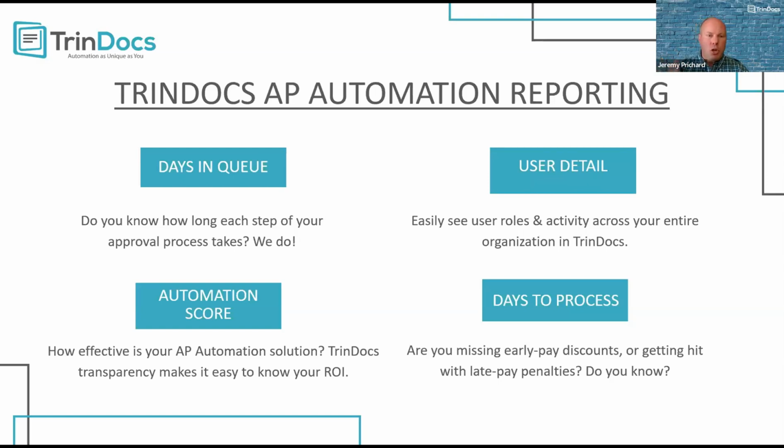There's a days in queue report. There's one that shows you your user detail and kind of the licensing and roles. There's a report that shows you how effective your TrinDocs is working for you and kind of an automation score. And there's a report that shows you days to process and how long it's taking you to process certain things. So we're going to get into these a little bit more deeply one-on-one.